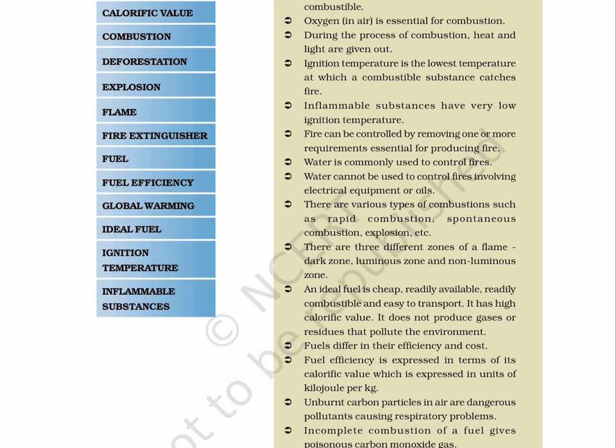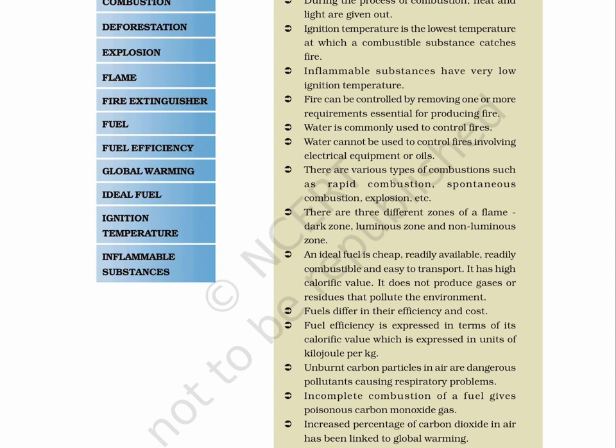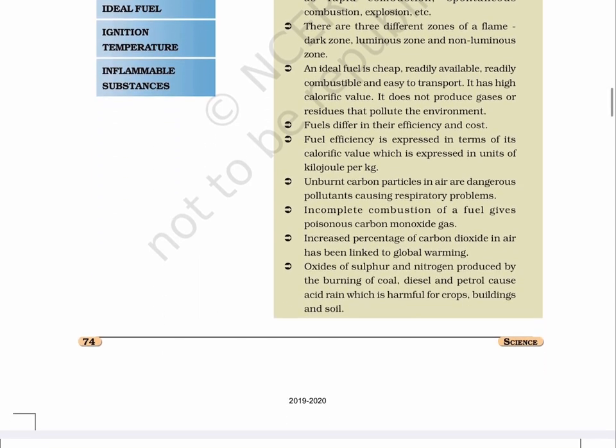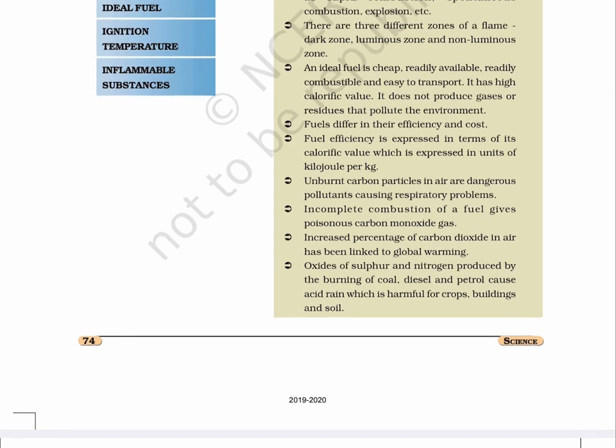An ideal fuel is cheap, readily available, readily combustible, and easy to transport. It has high calorific value. It does not produce gases or residues that pollute the environment. Fuels differ in their efficiency and cost. Fuel efficiency is expressed in terms of its calorific value, which is expressed in units of kilojoule per kg.